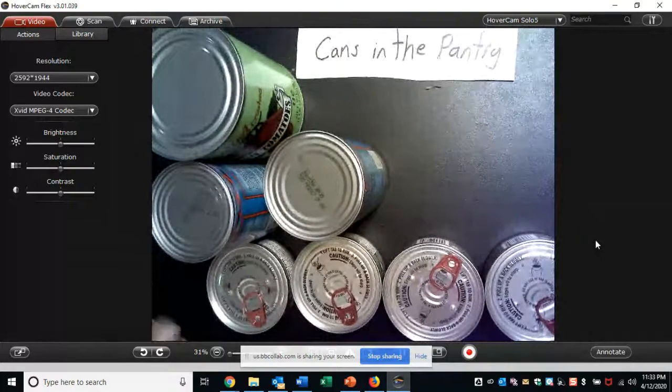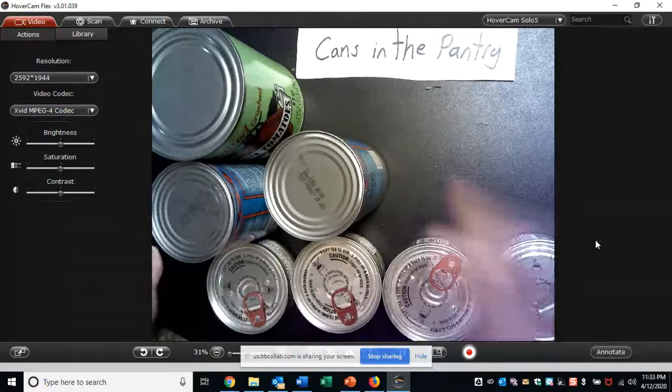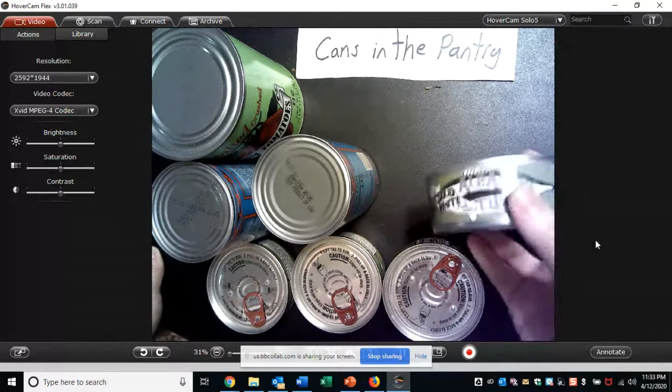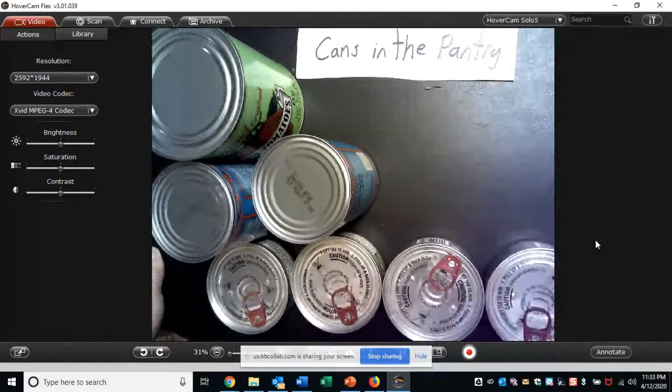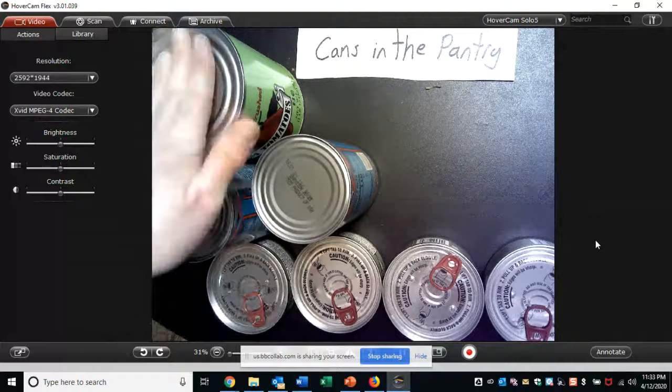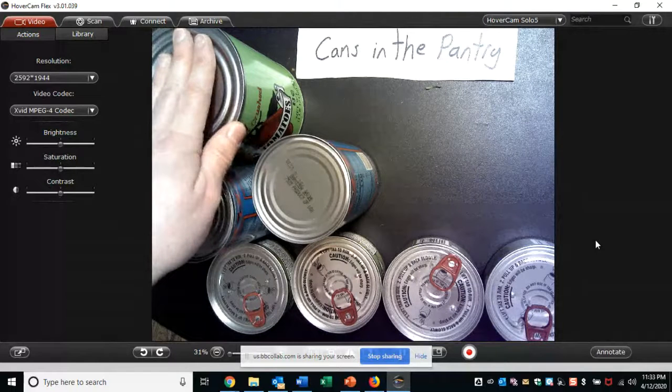We can think about which one we have the most of, which one's the greatest. So are you thinking right now which type of can is the greatest? Looks like I have the tuna is the greatest. There's 4 of those. I can think about which type of can is the least. Are you thinking about that? Looks like with only 1, the tomatoes is the least.